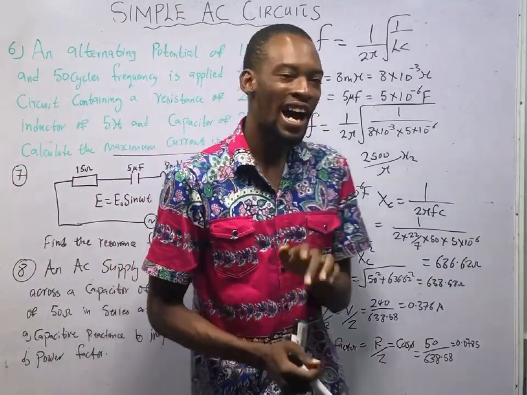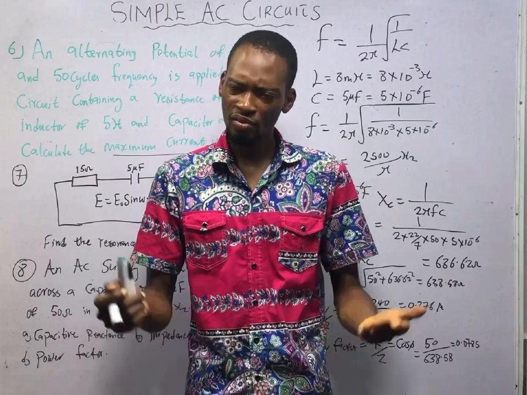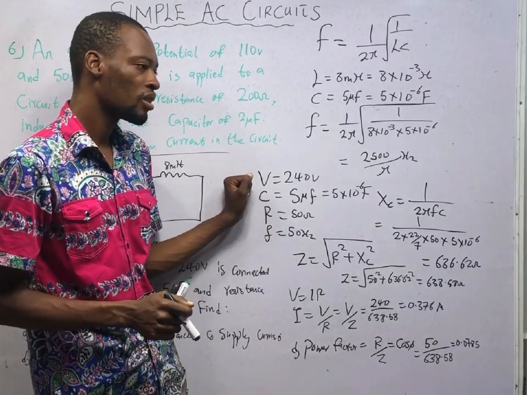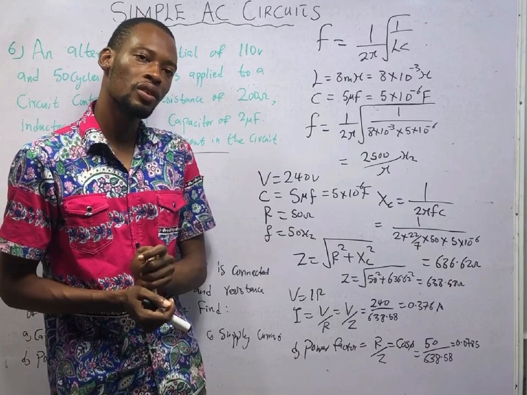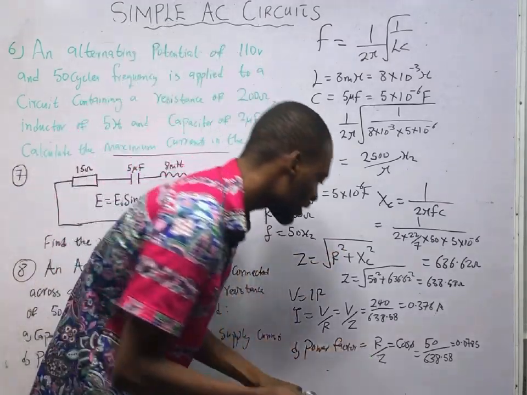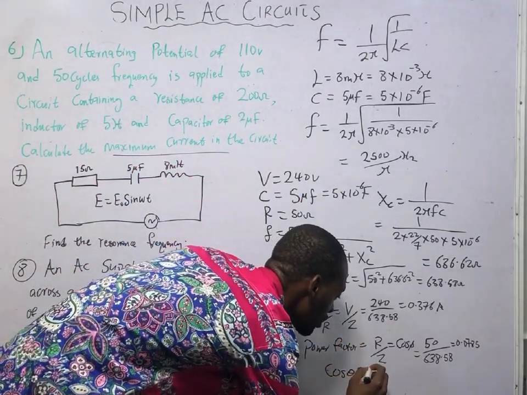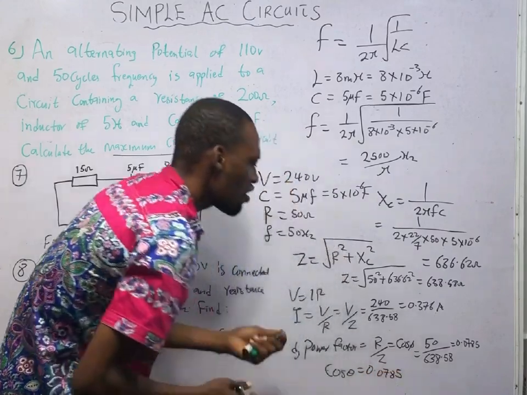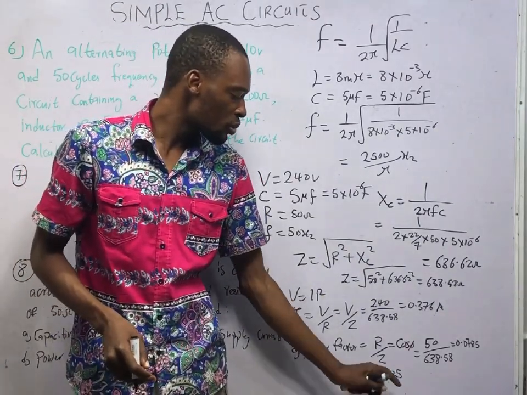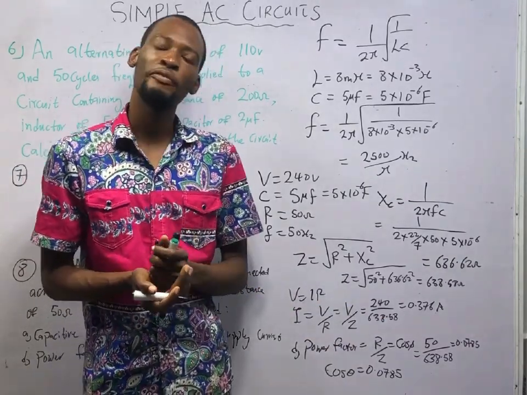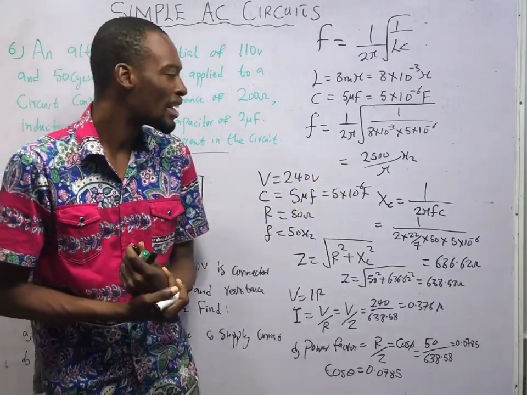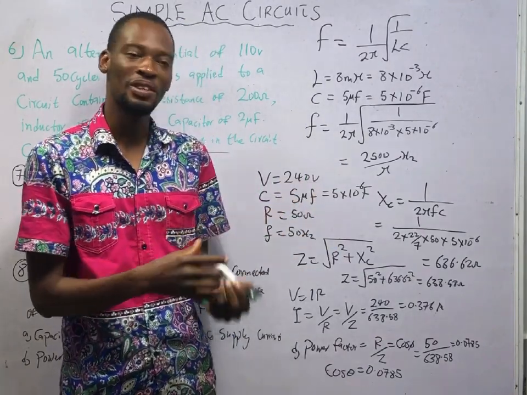Now, in this type of question, if you are asked which one leads and which one lags, what would you say? In this case, we have a circuit containing resistor and capacitor. So current will lead the voltage, or voltage will lag behind the current. Now, at what degree? We are told that cos theta is 0.0785. If cos theta is 0.0785, theta will simply be cos inverse of 0.0785. And that will give you 85.5 degrees. So the voltage lags behind the current by 85.5 degrees. Or we can say the current leads the voltage by 85.5 degrees.